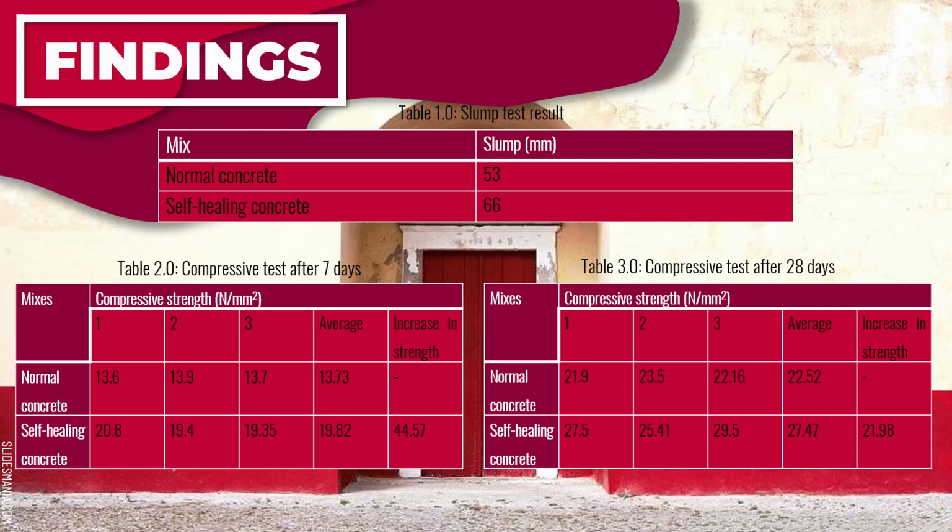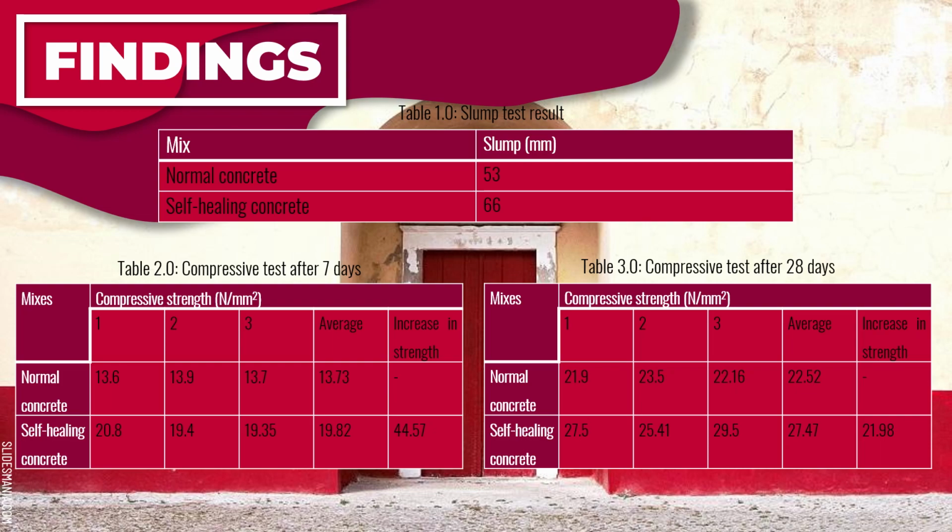Next, table 2 shows the compressive test after 7 days, while table 3 shows the compressive test after 28 days. Results from the test on the compressive strength at various ages reveal the predicted trend in which compressive strength rises with age. The increase in strength might be explained by the creation of additional hydration products as time goes on, which strengthens the bond between particles. For the 7 days of curing, the specimen of self-healing concrete has the higher compressive strength compared to the normal concrete.